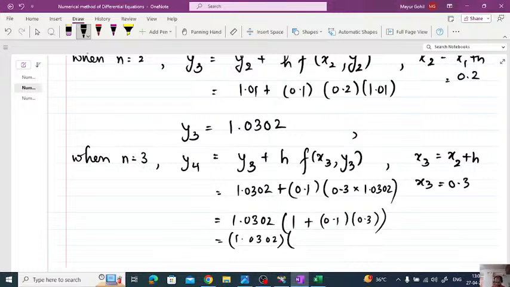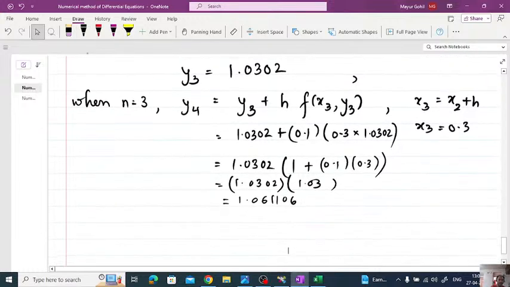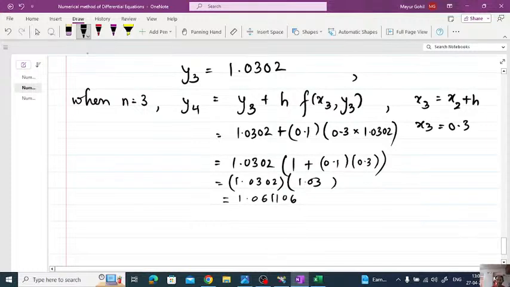1 प्लस 0.1 इंटू 0.3 इंटू 1.0302। तो ये आपका आ जाएगा 1 पॉइंट, यहाँ पर आपको मिलेगा 1.061106 मिलता है, देख लीजिए। तो ये आया आपका N3 Y4। ओके, अब Y4 कब मिलेगा आपको?